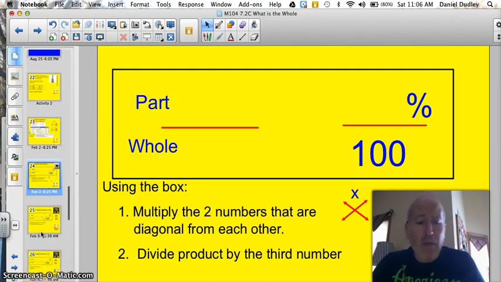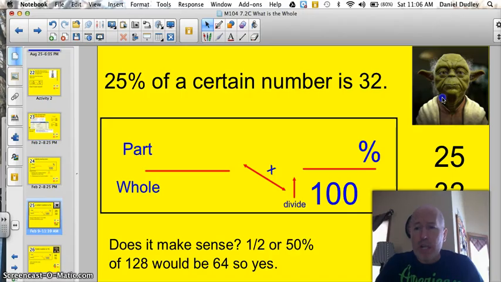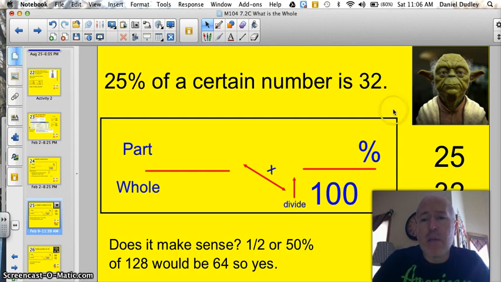All right, let's try a problem tonight and see who our guest presenter is. Oh, it's Master Yoda. What does Yoda got to say? "Use the box and the Jedi you will be." Oh, thank you, Master Yoda. That's profound. I may use that.